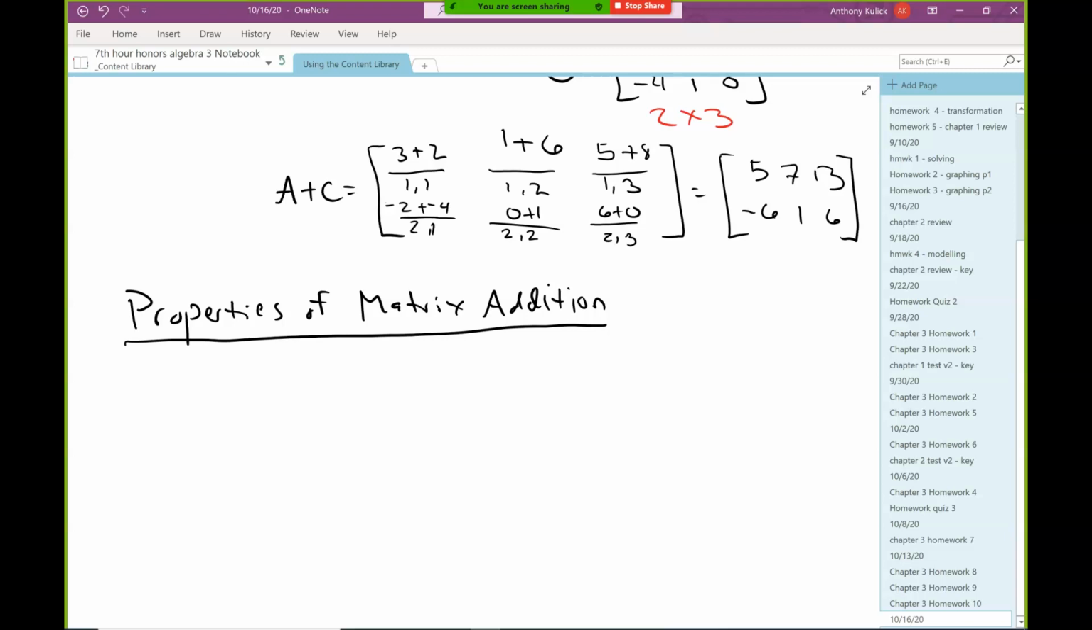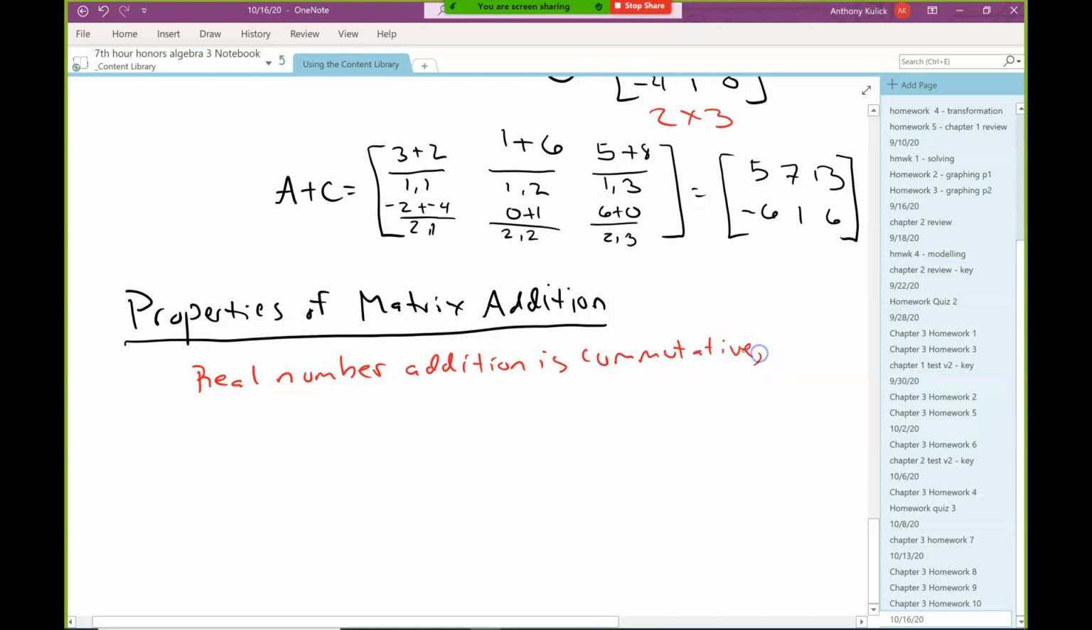So probably one of the fundamental things that we know about real number addition is that it's commutative. By that I mean that 2 plus 3 is the same as 3 plus 2. For all real numbers, that's true, right? Everybody's okay with that notion?